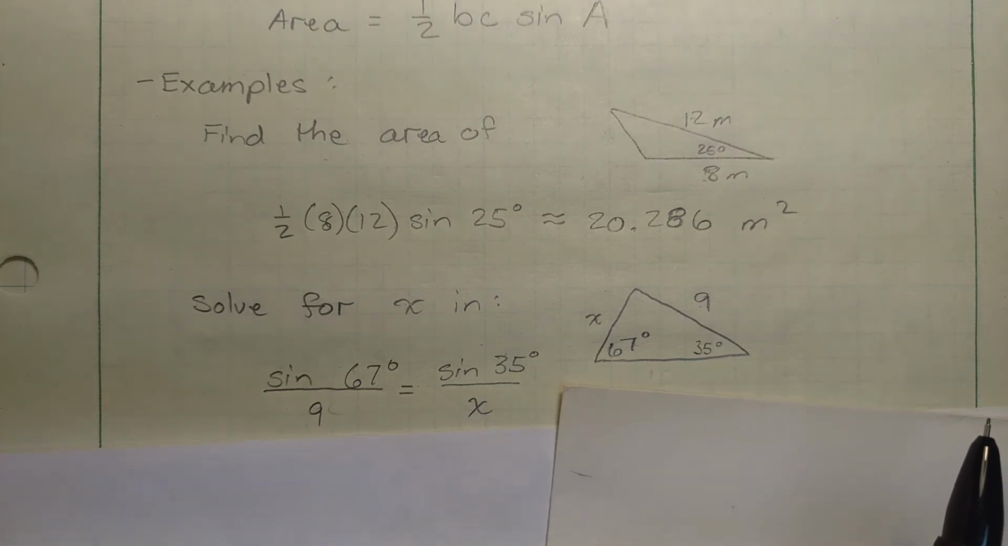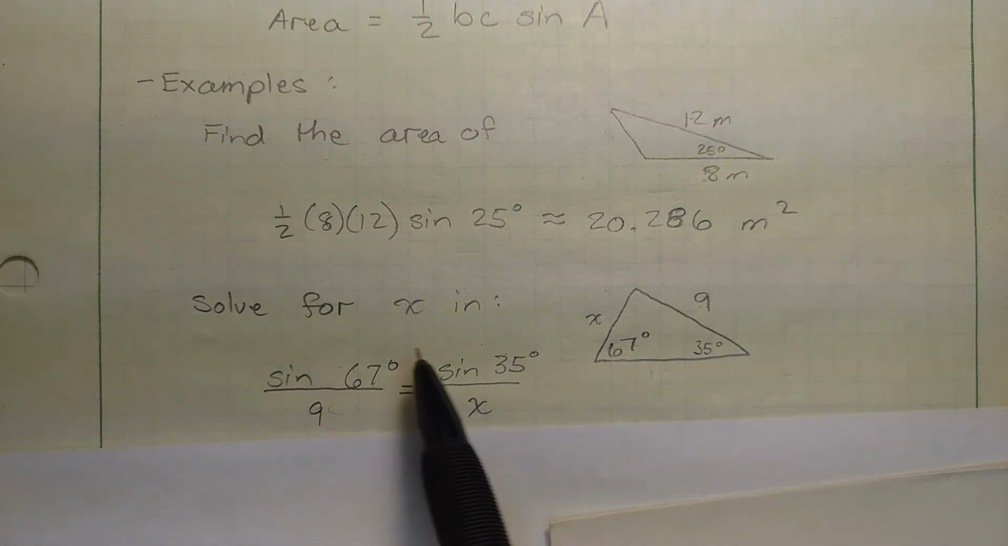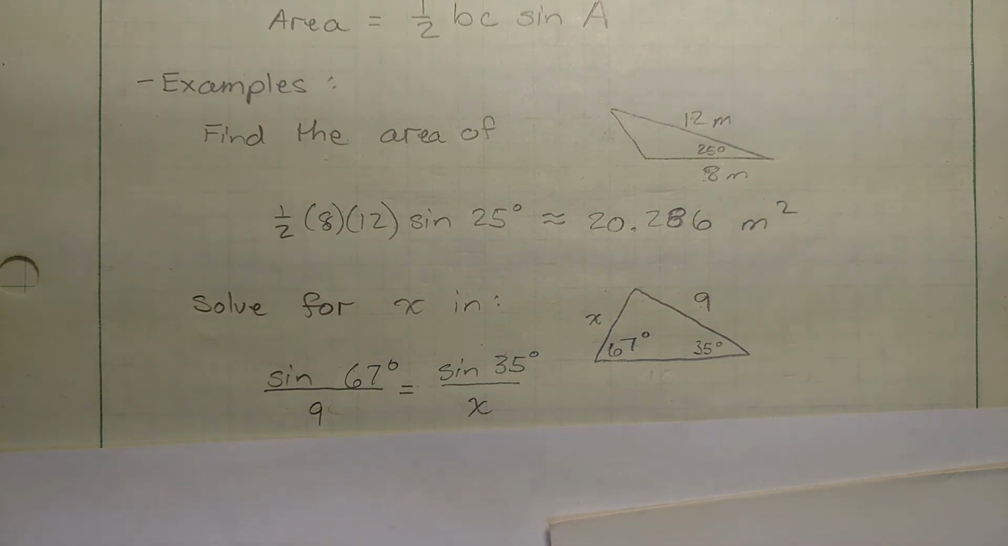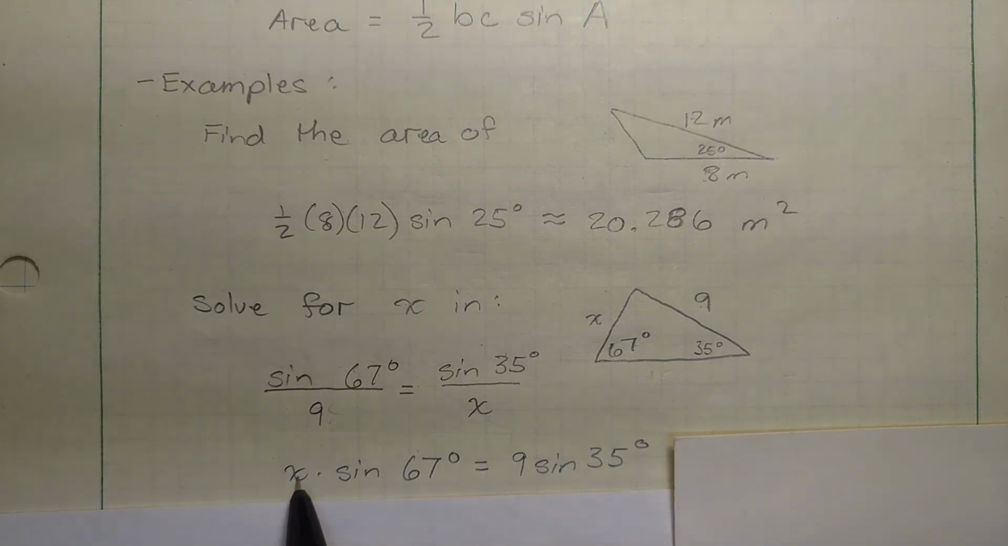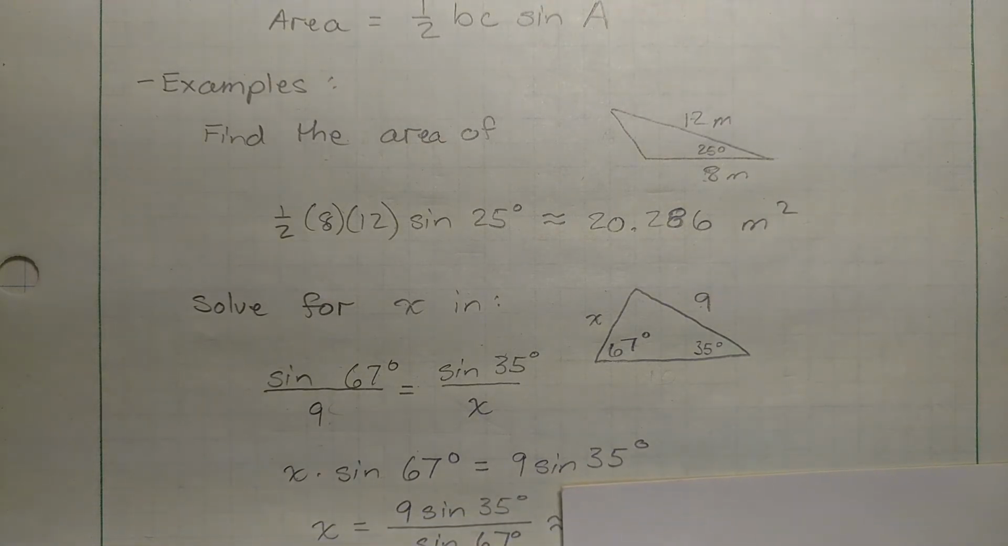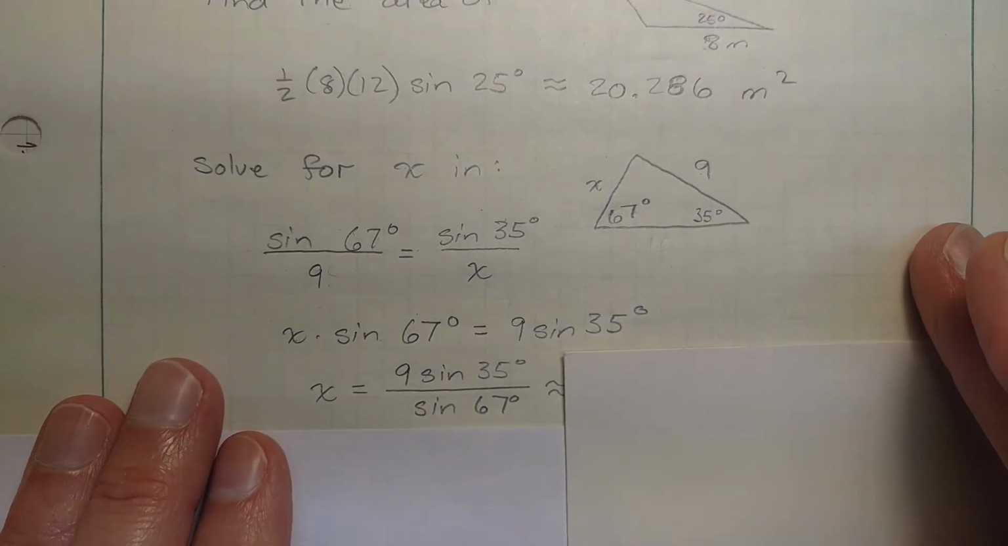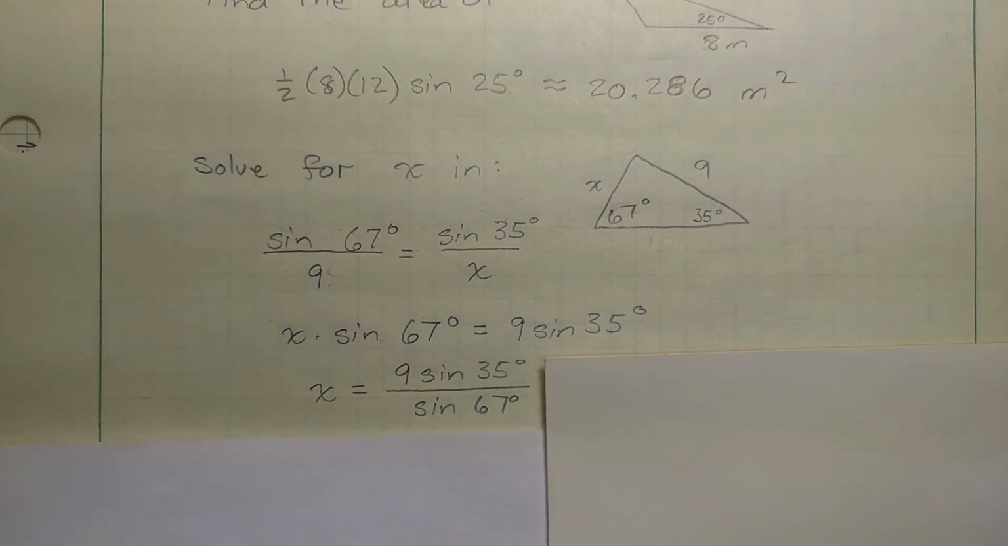over the opposite side over x. Now, going back, we just have a proportion with 1 part missing, and we just have to solve for the missing part. This is something you've done back in junior high math. You can think of it as cross multiply and then solve for x. So if I cross multiply, I get x times the sine of 67 is equal to 9 times the sine of 35. Now I will solve for x, so I will divide by what's multiplied by it, divide by the sine of 67. So I get x is equal to 9 times the sine of 35 divided by the sine of 67.